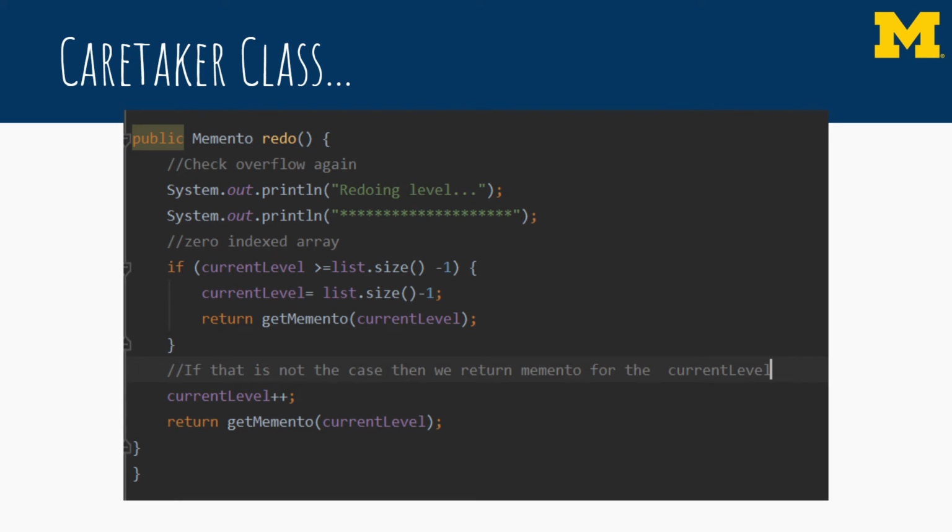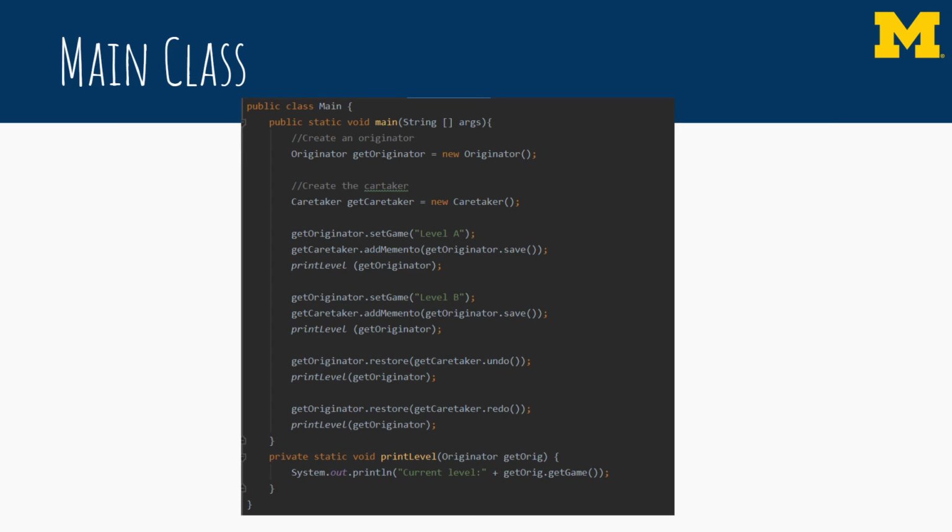The redo one is very similar, except we have the current list. So we're checking the overflow again. If currentLevel is greater than or equal to list.size() - 1, we set currentLevel equals list.size() - 1. Else, we increment. So if that's not the case, then we return the memento for the current level.